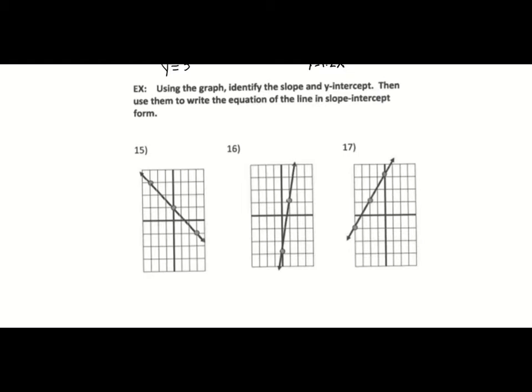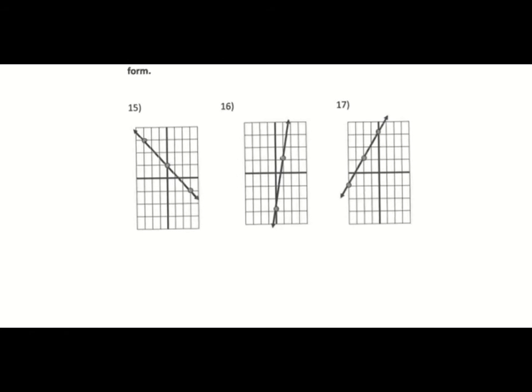So now we're doing all parts of the equation. We have y equals mx plus b. First thing I need for number 15 is my slope. So remember, slope equals rise over run. So if I start here at this point, my rise in this case is negative 1, 2. So my slope is negative 2 over 1, 2, 3. Negative 2 over 3 is my slope.